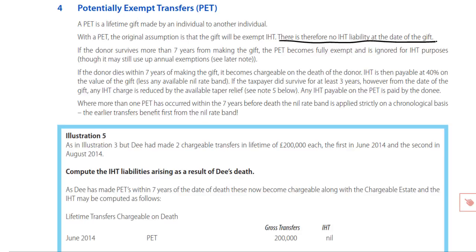What would make that transfer to be exempt? Well, if you survive for 7 years. When the PET is made, the original assumption is that the gift will be exempt from IHT. You, the donor, certainly hope that will be the case, because if it does become chargeable, it means you're dead, and you're dead within 7 years of having made it. So if the donor survives for more than 7 years from the date of the gift, the PET for which there was no IHT liability at the date of the gift will become fully exempt. What was potentially exempt when made becomes fully exempt if the donor survives for the requisite 7 years.